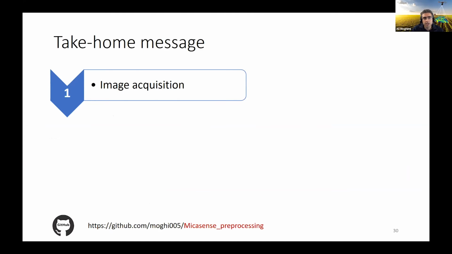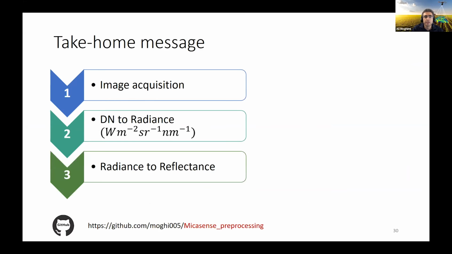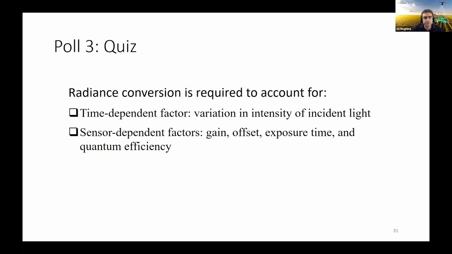So the take-home message: the data that we collect are in the raw format. We need to convert those raw images to radiance to account for sensor-dependent factors. And then we need to convert radiance images to reflectance to account for ambient light conditions. And again, you can access the pipeline that I developed on my GitHub page.